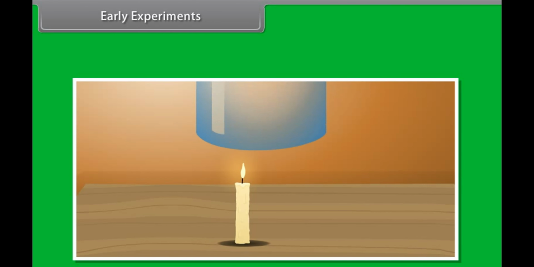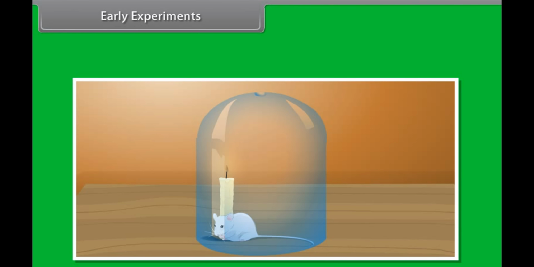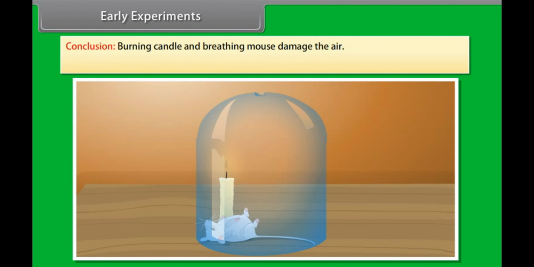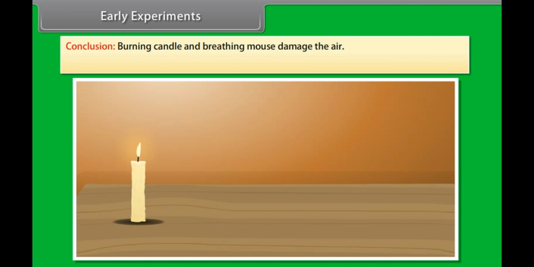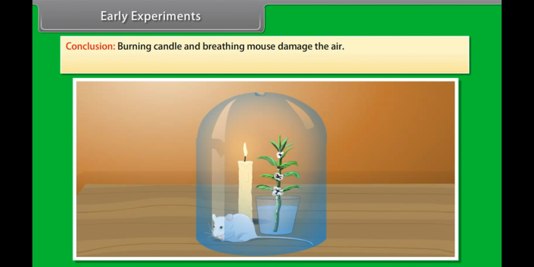Early experiments. Priestley experiment. First he placed a candle in a closed jar and it got extinguished. After that, he placed a mouse in the bell jar and the mouse also got suffocated. He concluded that a burning candle and a breathing mouse damage the air. Now he placed a mint plant in the closed jar and it was observed that both mouse and candle survive very well. He concluded that plants restore the air that was damaged by the candle and mouse.